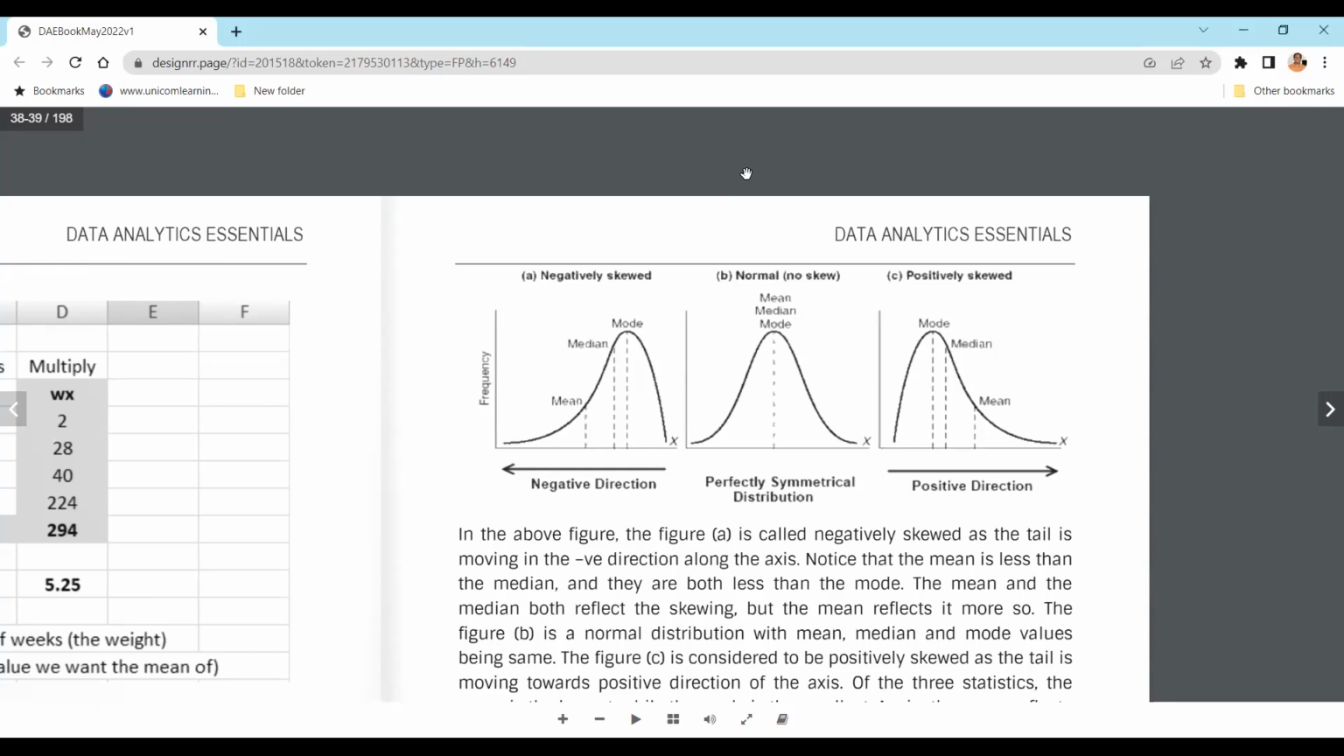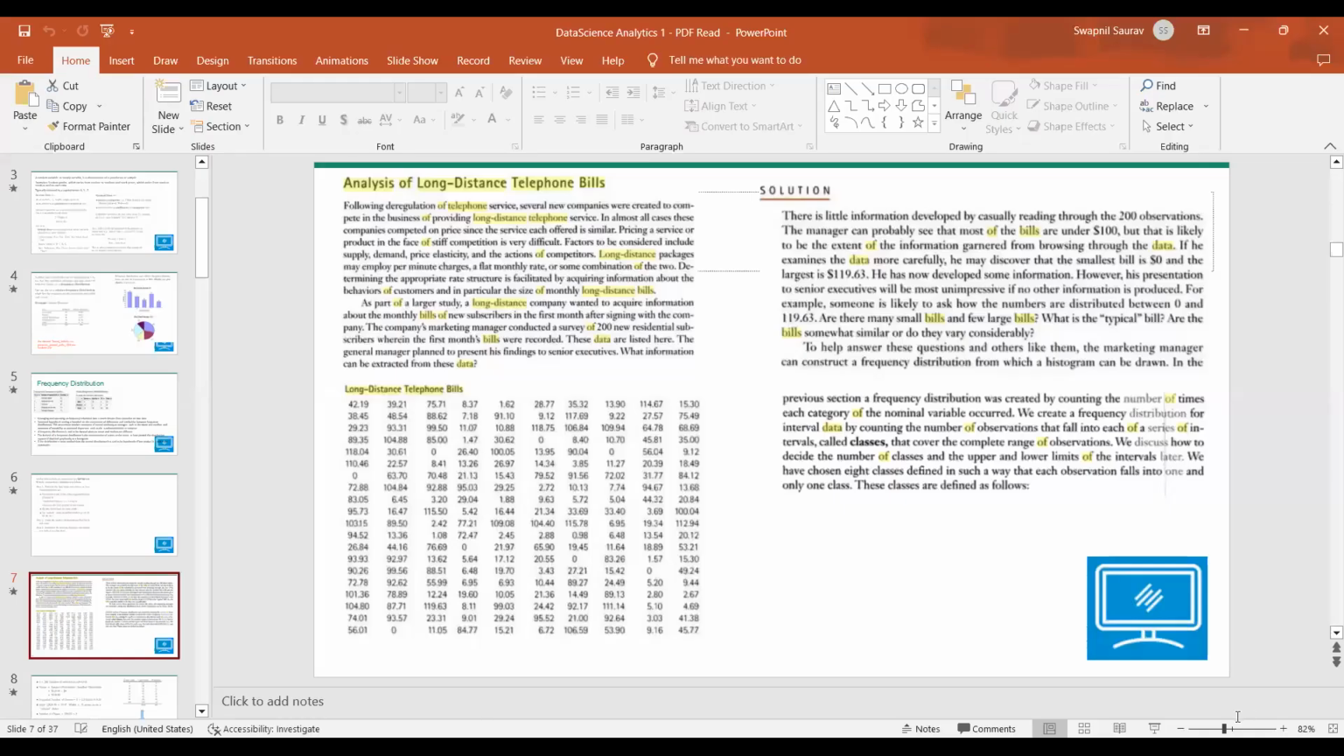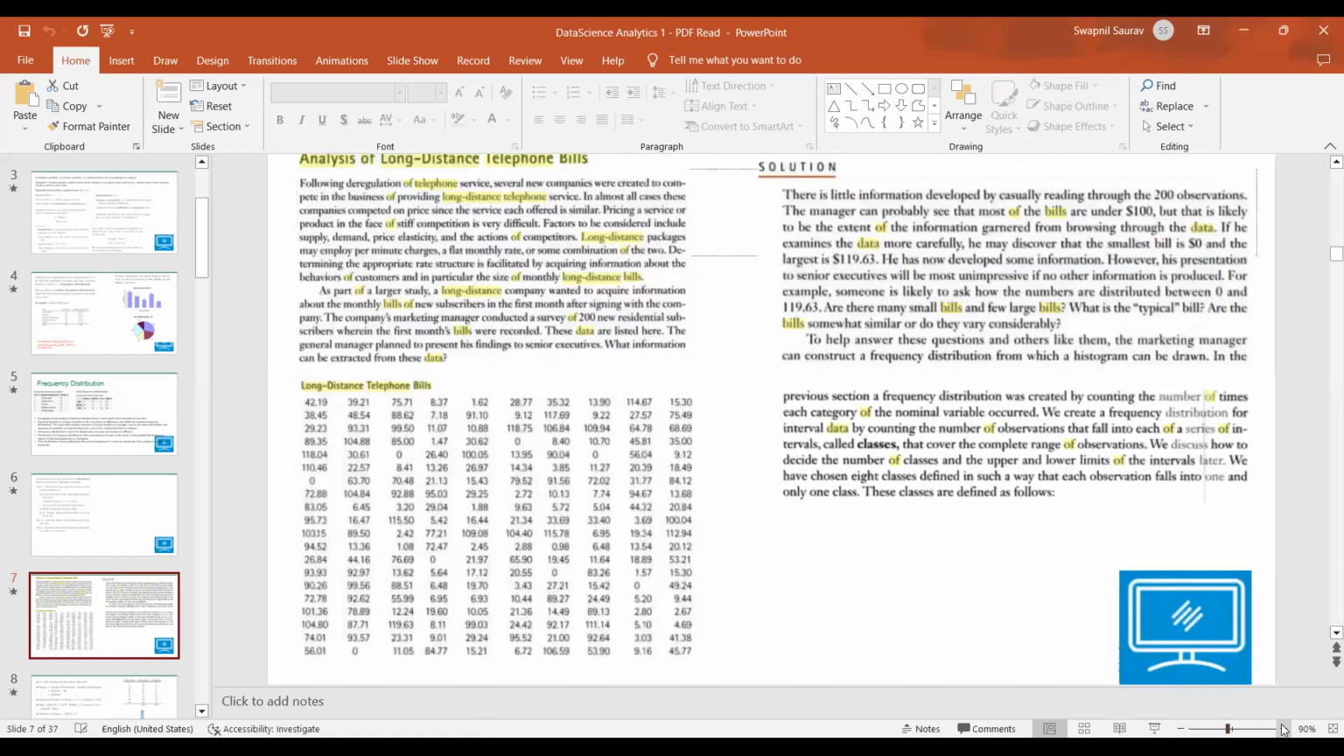Going to new share. Okay, I'll explain the problem. It might be difficult for you to read the font. What it says is, let's say you are a marketing manager of a telephone company, a telephone provider, like AT&T and things like that.